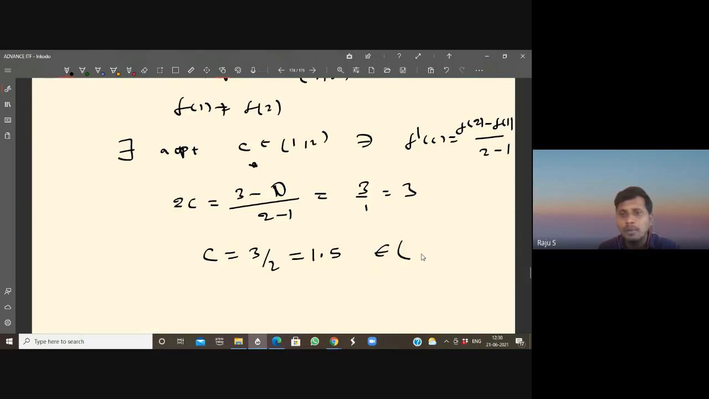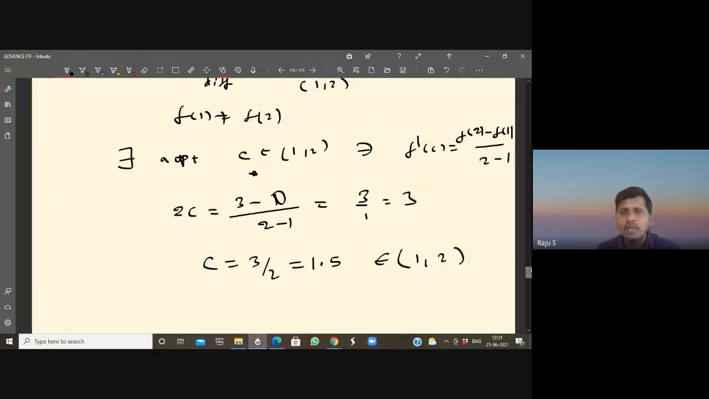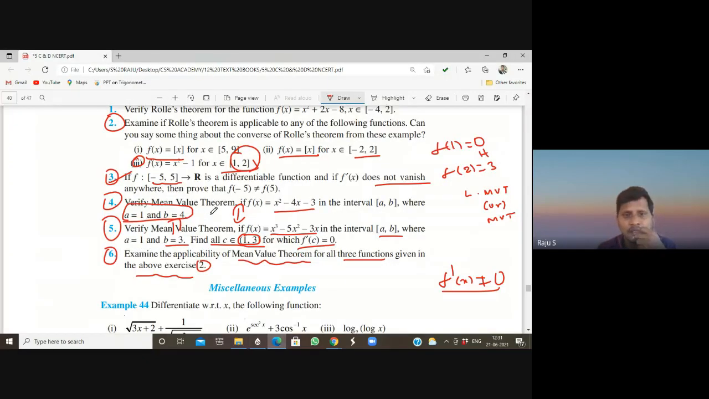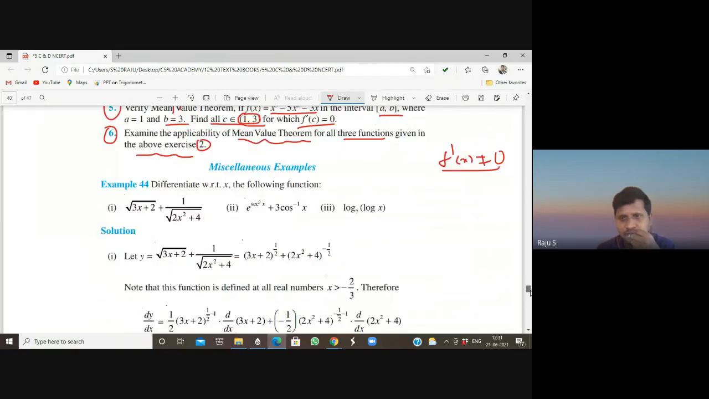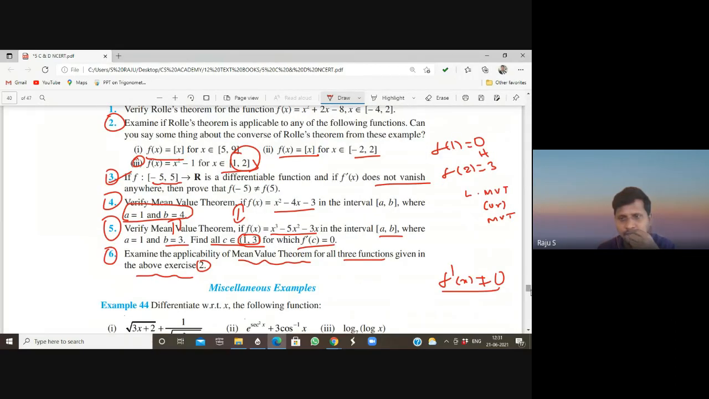Does it belong to the open interval 1 to 2? Yes, friends, 1.5 belongs to the open interval 1 to 2. Hence, is the theorem verified or not? Yes, verified. Any doubt?